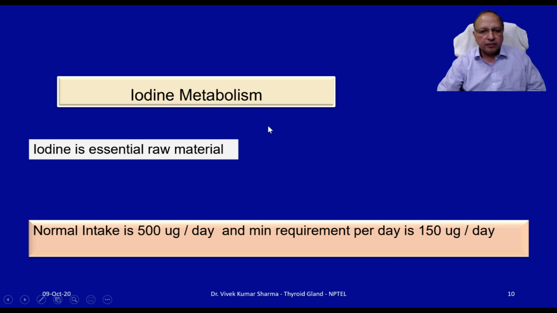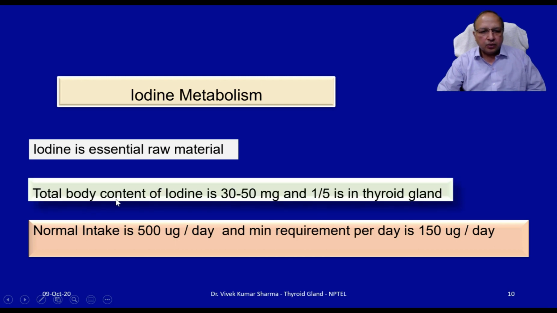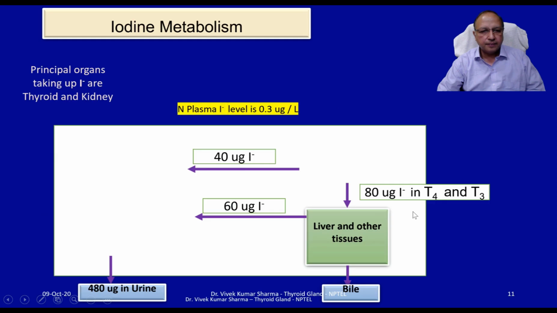Iodine metabolism is very important and very crucial for the production of the thyroid hormones, and as it is an essential raw material, normal intake of iodine is roughly 500 micrograms per day, and the minimum requirement per day is roughly around 150 micrograms per day. And the total body content of iodine is roughly 30 to 50 milligrams, out of which nearly 20% or one-fifth is located within the thyroid gland itself.